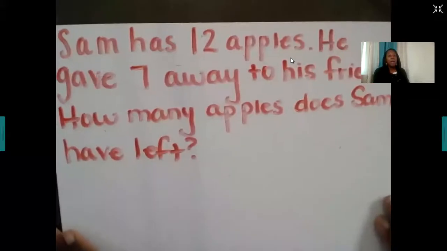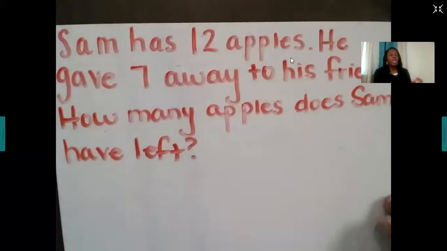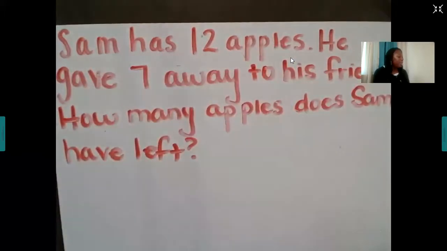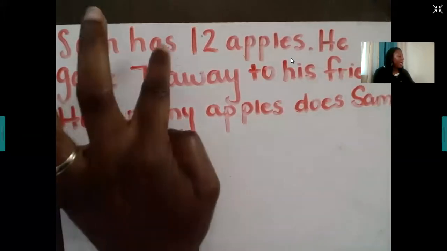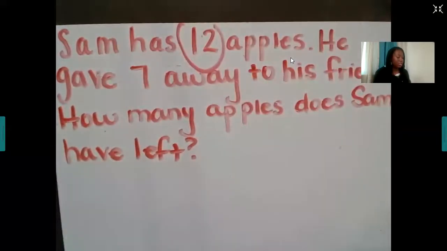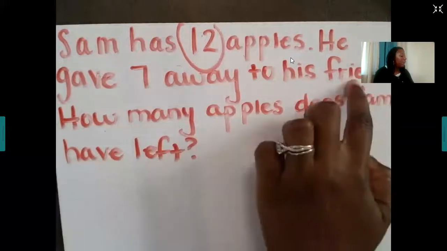And today's word problem is: Sam has 12 apples. He gave 7 away to his friends. How many apples does Sam have left? I'm going to read that again to you. It's always good to reread your word problems twice so you can remember what's going on. Sam has 12 apples. I'm going to circle the 12 because I know that that's an important number that we're starting with. He gave 7 away to his friends.